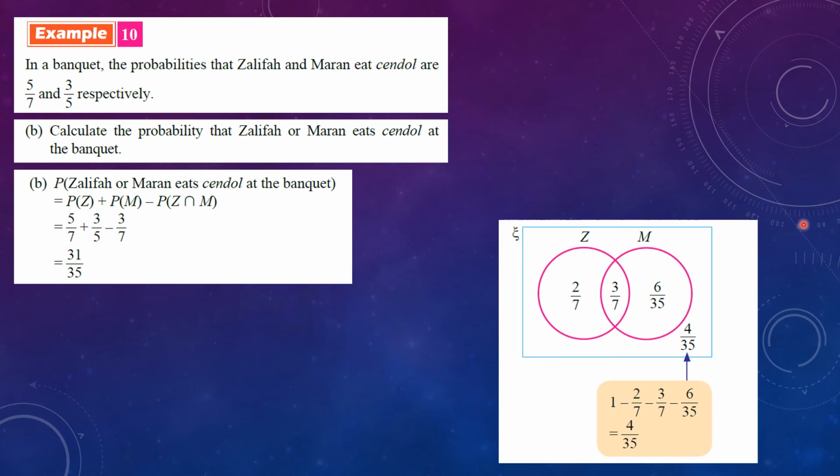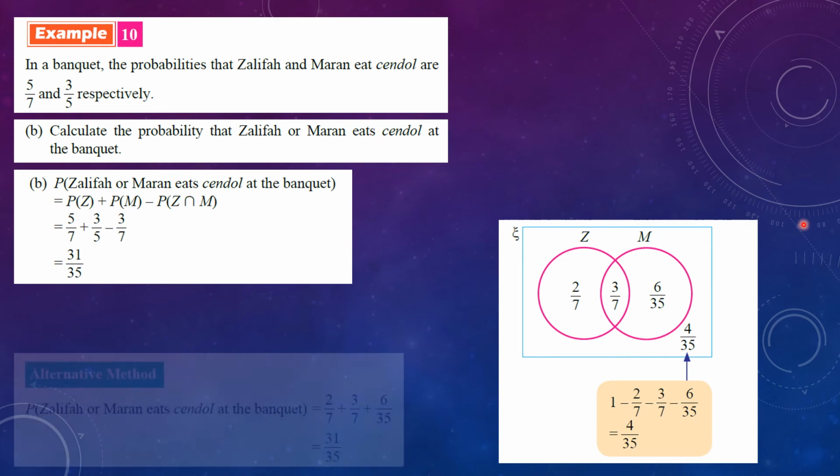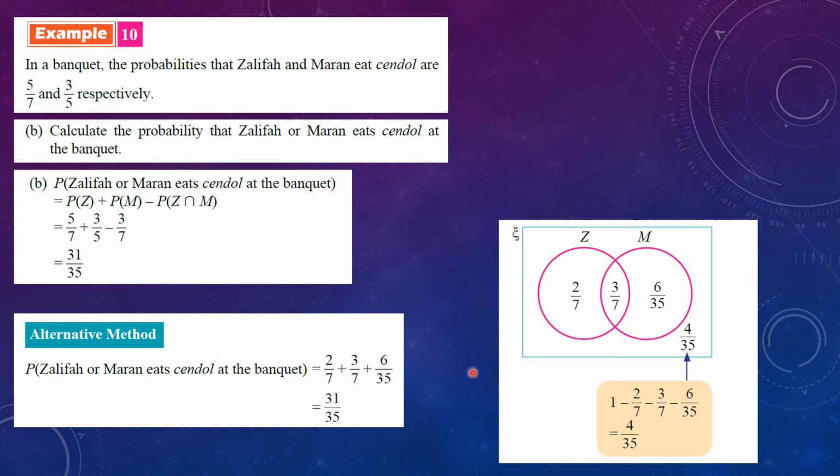Or you can use the Venn diagram that you drew just now. You have another method. You just take the probability of only Zalifa 2/7, plus the intersection part 3/7, plus only Maran 6/35. So still you get 31/35. Or you can take total probability 1 minus 4/35. You still will get 31/35.